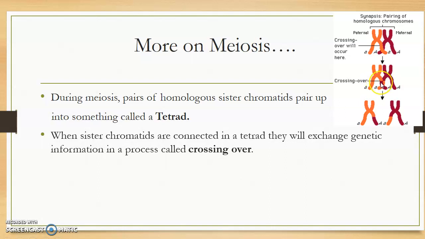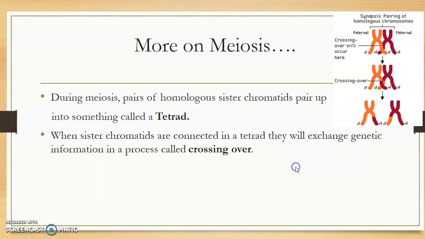We talked about this before when we talked about chromosomal mutations. It's called a translocation, where part of the chromosome from the mother and part of the chromosome from the father are going to switch places. So when they separate from each other, the father's DNA here is going to have a little bit of the mother's attached to it, and the mother's is going to have a little bit of the father's.